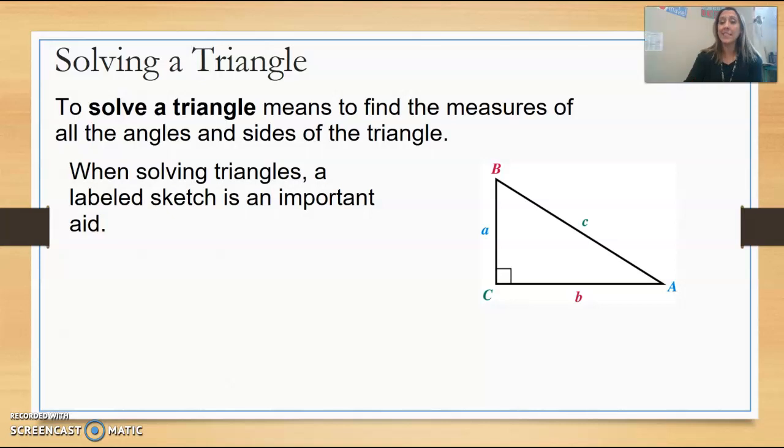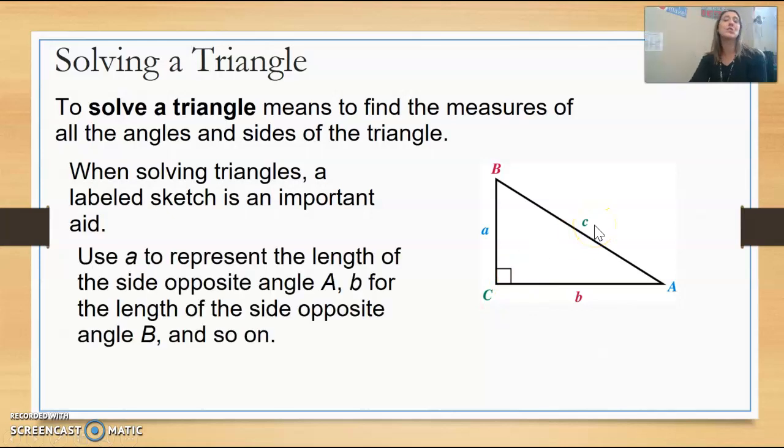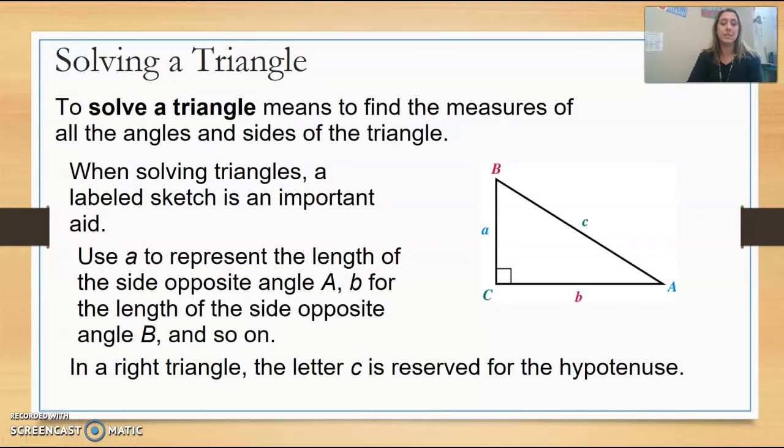We've been practicing this. You can use A, B, and C. Typically when we use A, B, and C, we're going to use lowercase letters for the side lengths, and it doesn't really matter, but C is usually reserved for that 90 degrees because the hypotenuse is usually going to be C. So you don't need to write this down. This is just something that we're going to talk about.